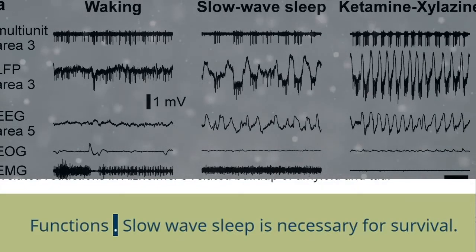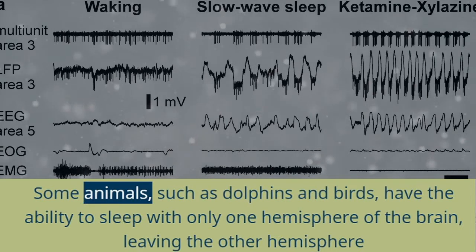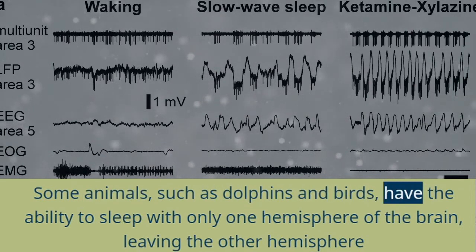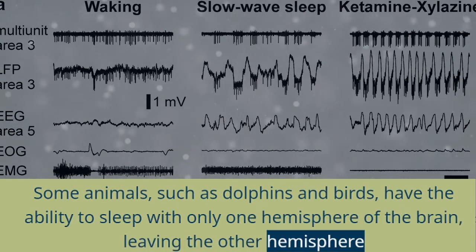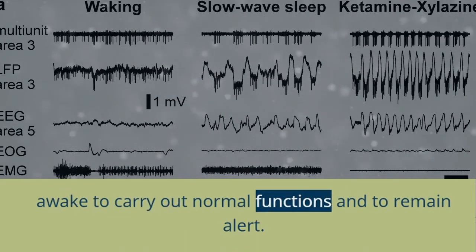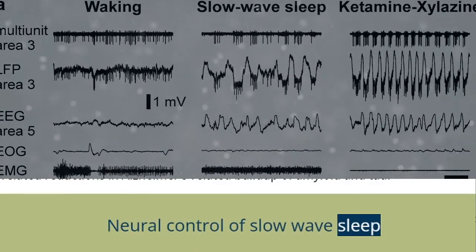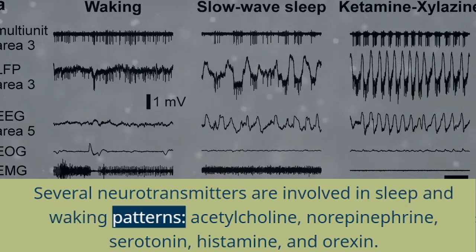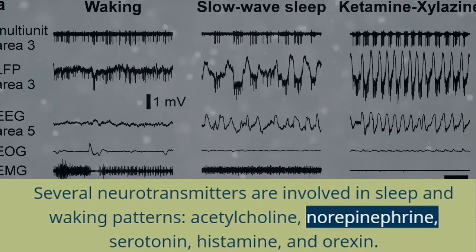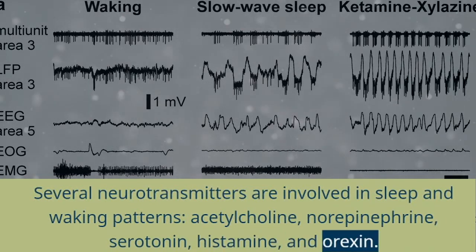Functions. Slow wave sleep is necessary for survival. Some animals, such as dolphins and birds, have the ability to sleep with only one hemisphere of the brain, leaving the other hemisphere awake to carry out normal functions and to remain alert. Neural control of slow wave sleep. Several neurotransmitters are involved in sleep and waking patterns: acetylcholine, norepinephrine, serotonin, histamine, and orexin.